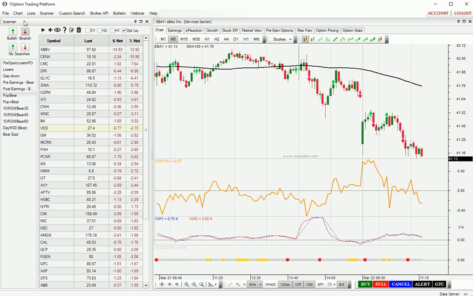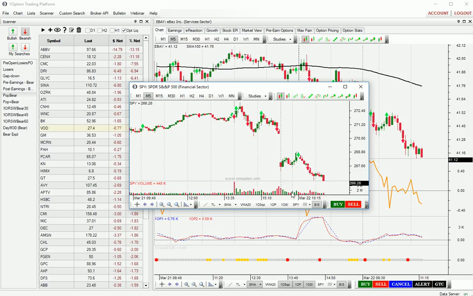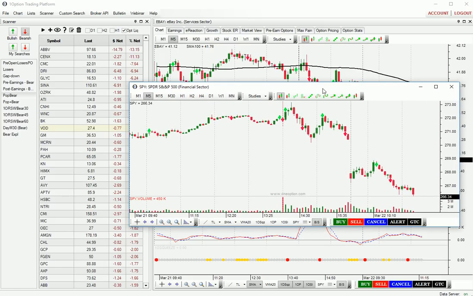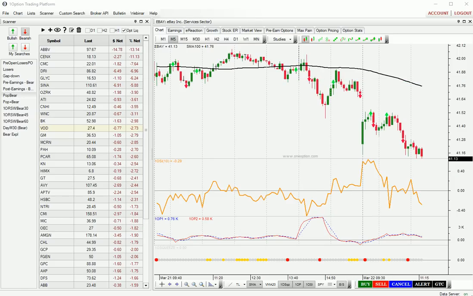You can also add multiple charts. So let's do that right now. I'm going to take this and just keep it on the SPY. This is a 5-minute chart, so I can see that the S&P 500 is dropping. I'm also going to move this off screen. I always like to have a chart of the SPY because I need to know what the overall market is doing. So I'm going to expand and move it off screen. We've got the market continuing to drop, and that's why eBay is also continuing to fall.